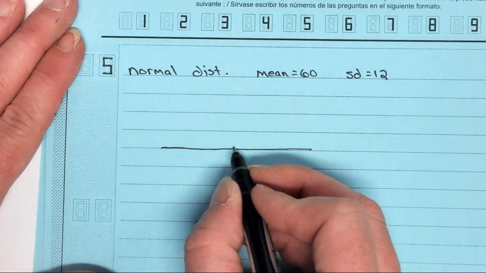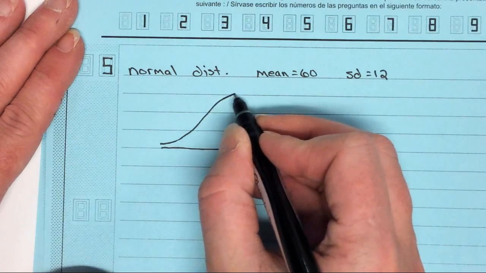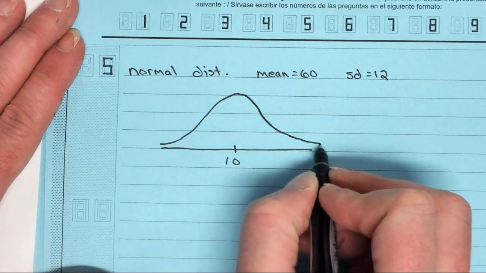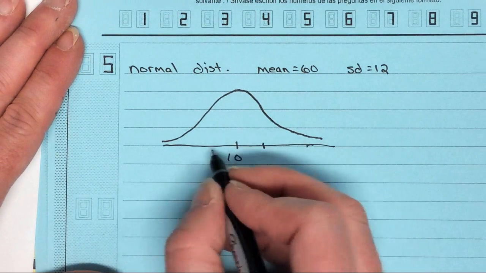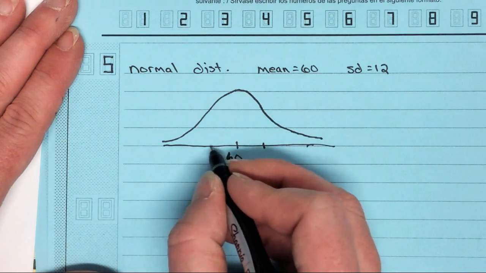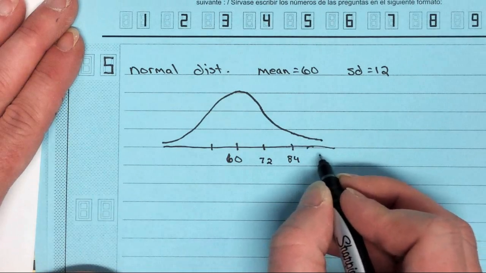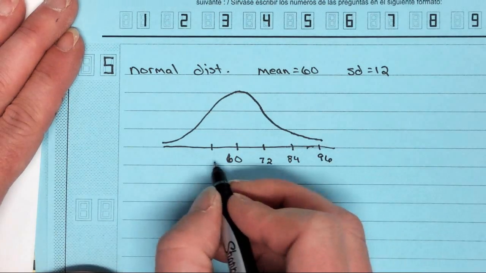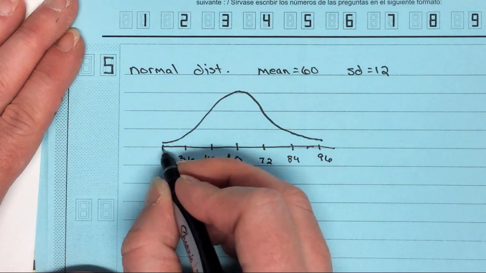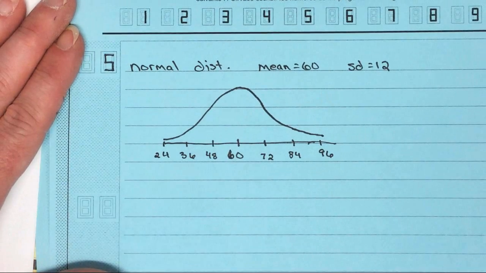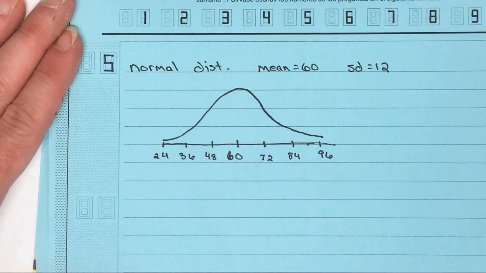$60 would be in the middle. It goes up, and it goes down. Standard deviation, what's that, 60? 60, 12 this way would be 72, 84. Remember doing this? 12 backwards would be 48, 36, 24. Each mark is one standard deviation away.